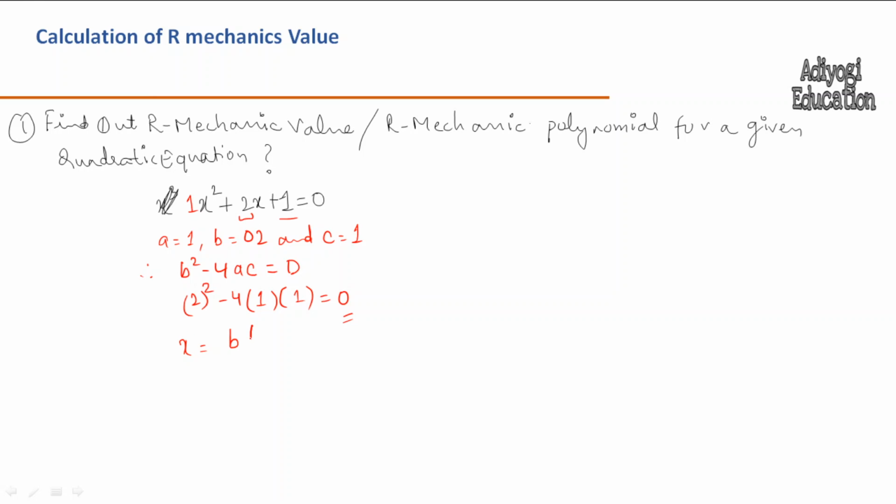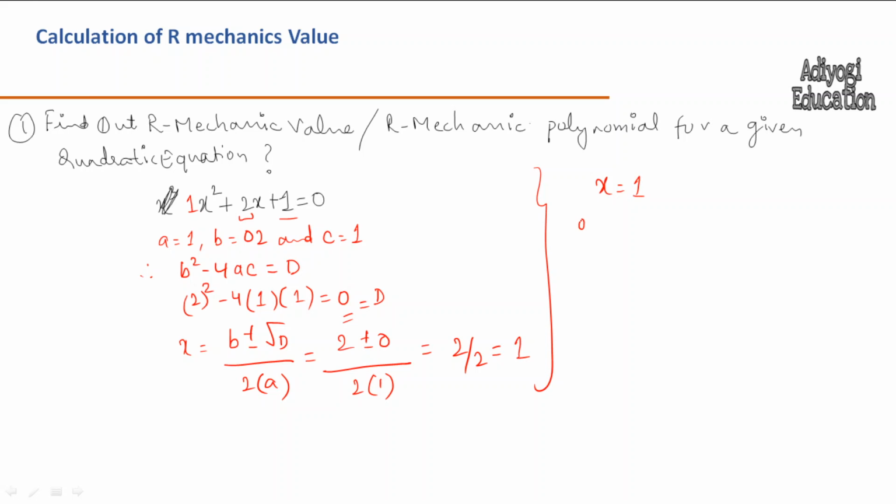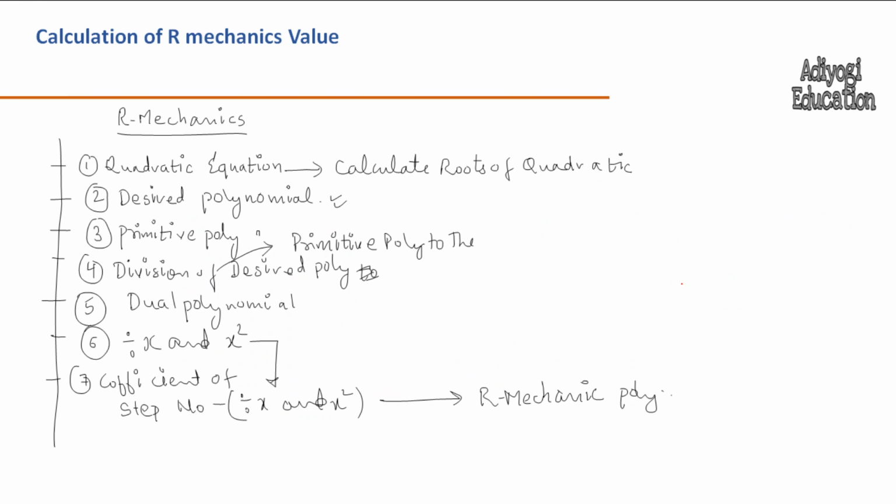Now what are the roots? The roots are equal to minus b plus minus under root d divided by 2a, which is 2 plus minus 0 over 2 times 1. So this is 2 by 2, which is equal to 1. So x equals 1, or I can write x square plus 2x plus 1 has root x equals 1, x equals 1, or I can write it as x minus 1. This is my root value. Let's go to the second step.